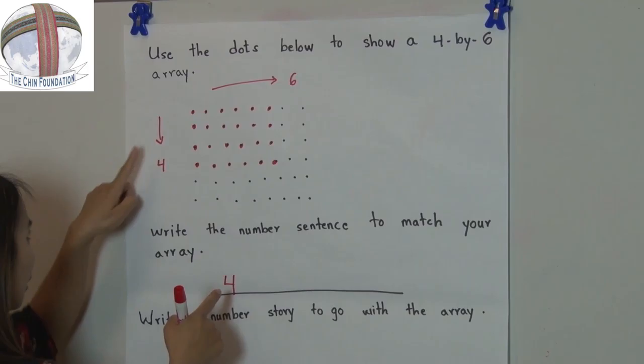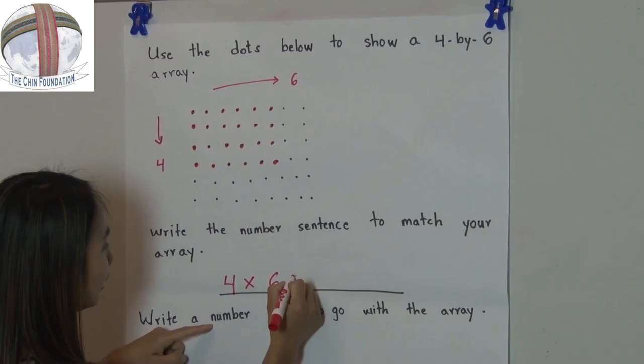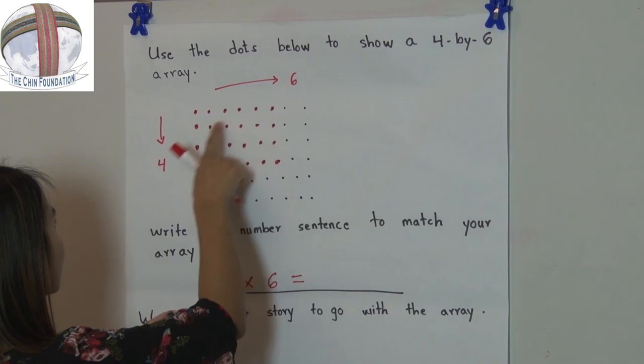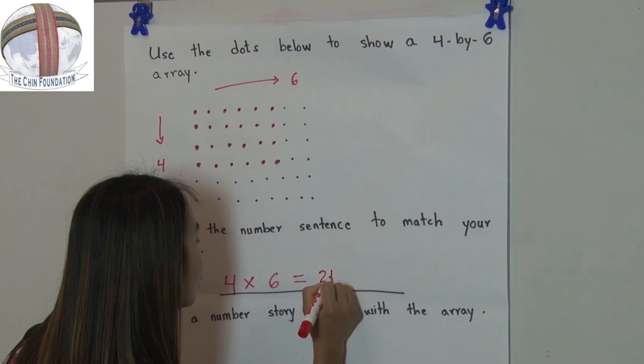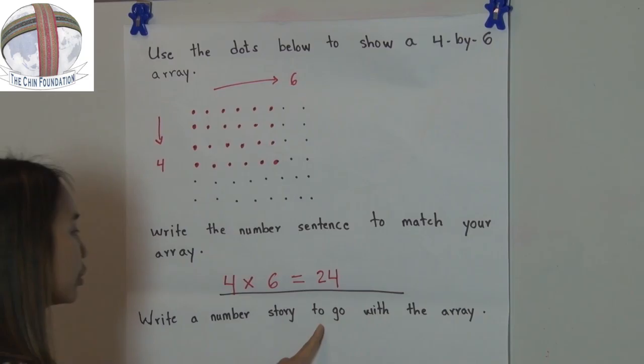4 times 6 is equal to what? Let's see. 1, 2, 3, 4, 5, 6, 7, 8, 9, 10, 11, 12, 13, 14, 15, 16, 17, 18, 19, 20, 21, 22, 23, 24. 4 times 6 is 24. See? Okay. Write a number story to go with the array.